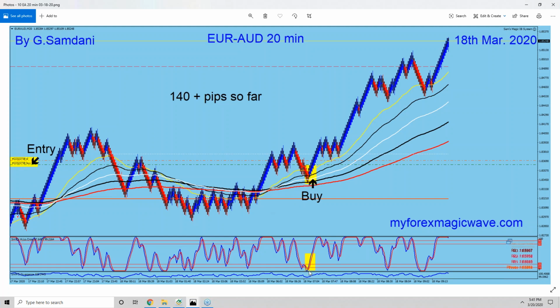Higher low indicates all the way down, and the red candle turned blue. A few candles later I opened the trade here, and look what happened. 140 pips, right? That's what you want. This is the setup: buy entry here and SL moved to break even plus.